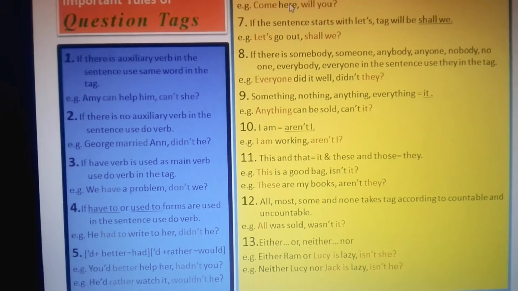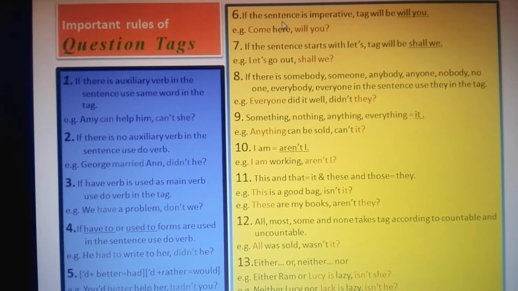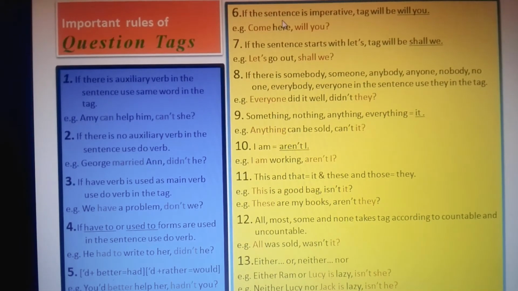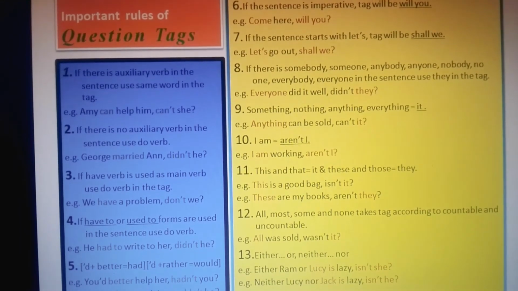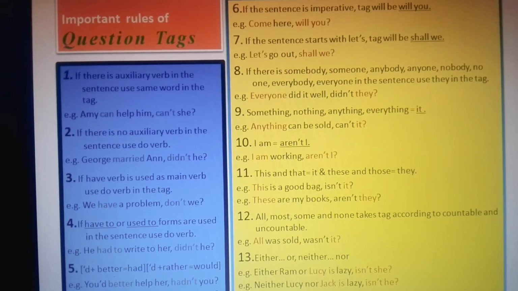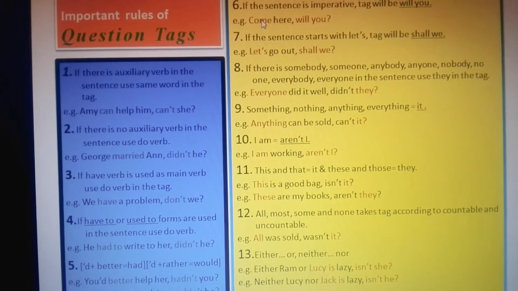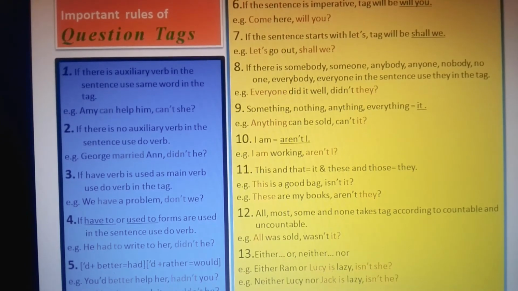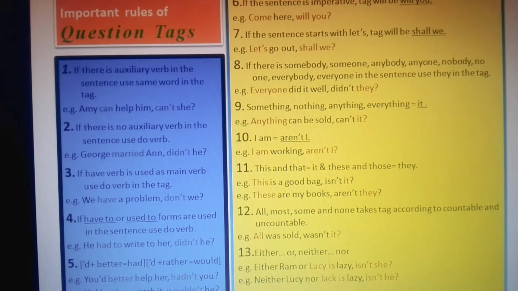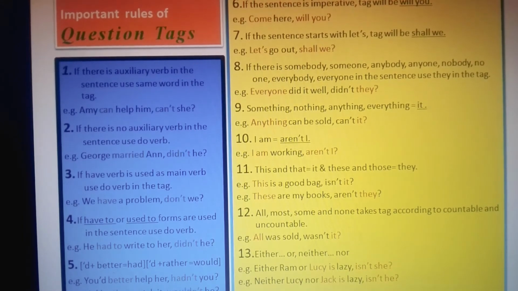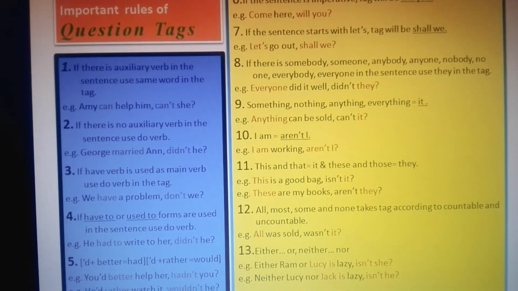Now number 6, if the sentence is imperative, the tag will be will you. Come here is an imperative sentence. Come here, will you? Because that sentence starts with the word come, that is why it is an imperative sentence, and we have to use will you in the tag if the sentence is imperative.